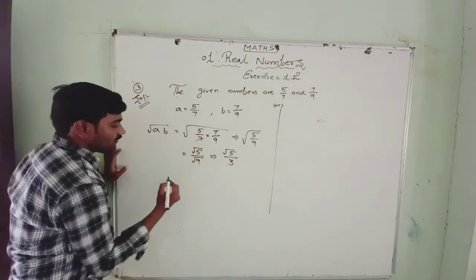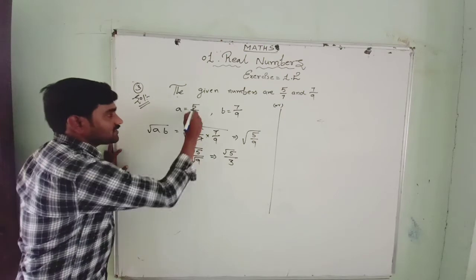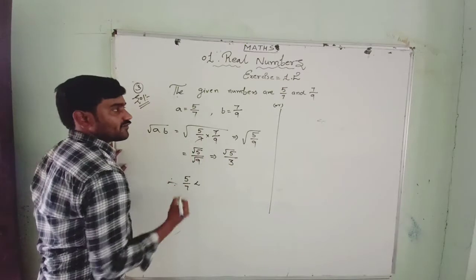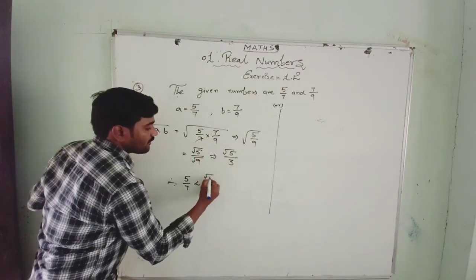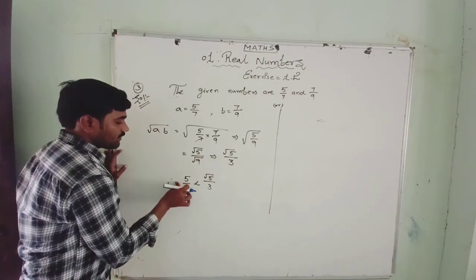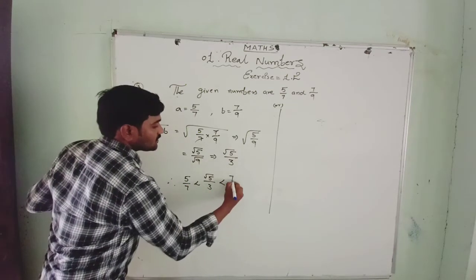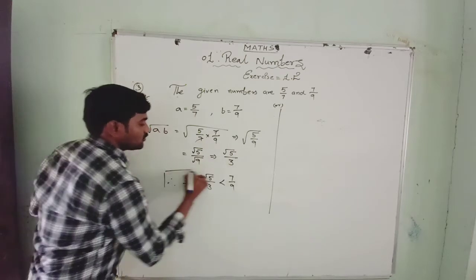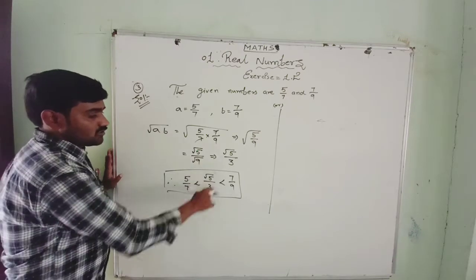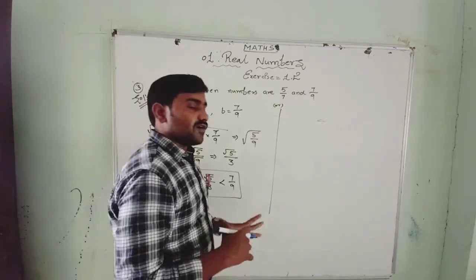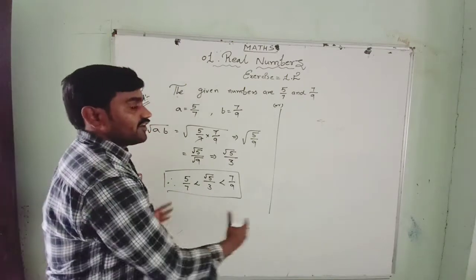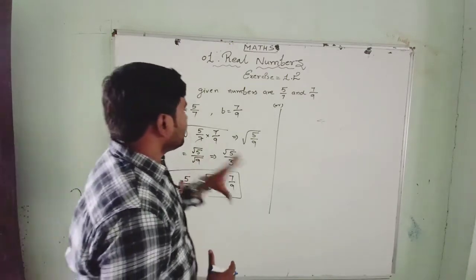Now we can write the therefore: first, A, that is 5 by 7, which is less than, between these two we are finding, no, this is less than root 5 by 3, and which is less than 7 by 9. Only one rational number is said to be written, so only one I got. Then if you go for another method, you can also take this as A and B and continue like that, and we get infinitely many rational numbers also. Then we go for that.